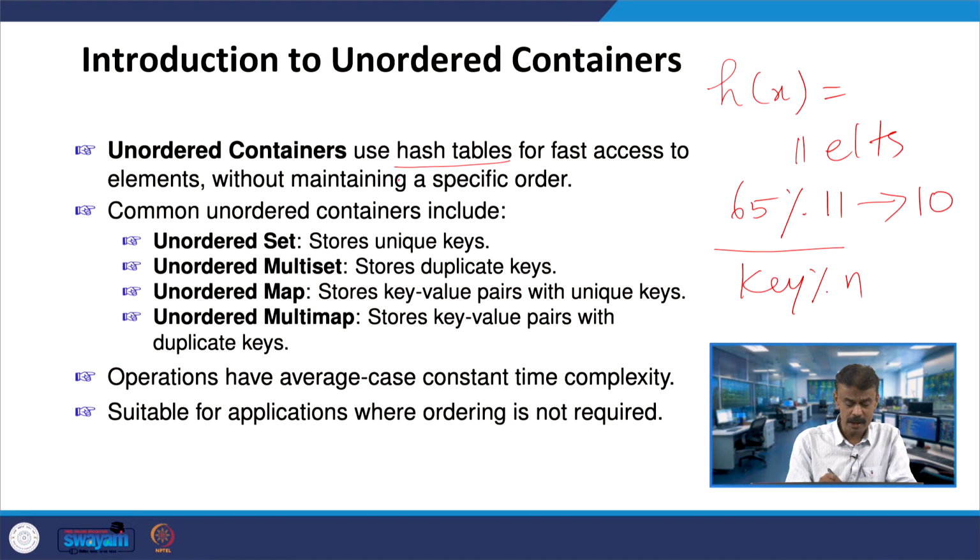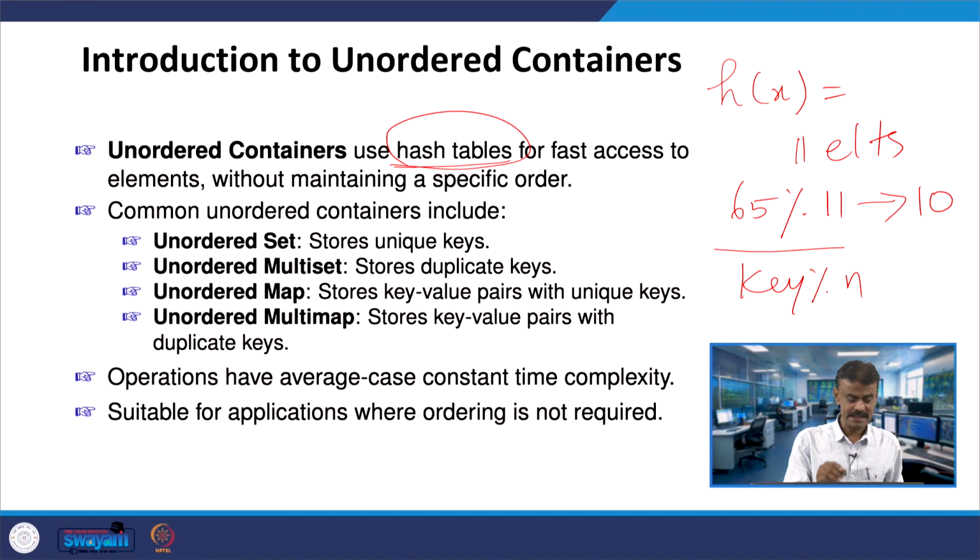So, these unordered containers are using hash tables. This is for the fast access. For example, I want to search for an element 65 in the array of 11 elements. I will find out 65 mod 11 and then reach the 10th location directly. I will find whether 65 exists or not. If it is not, I will keep on moving. Compared to your sequential search of an array, this is slightly better. That is called the hash.